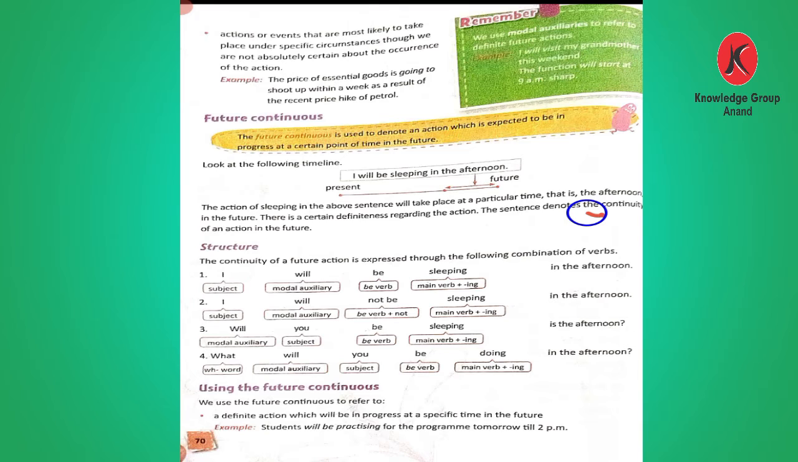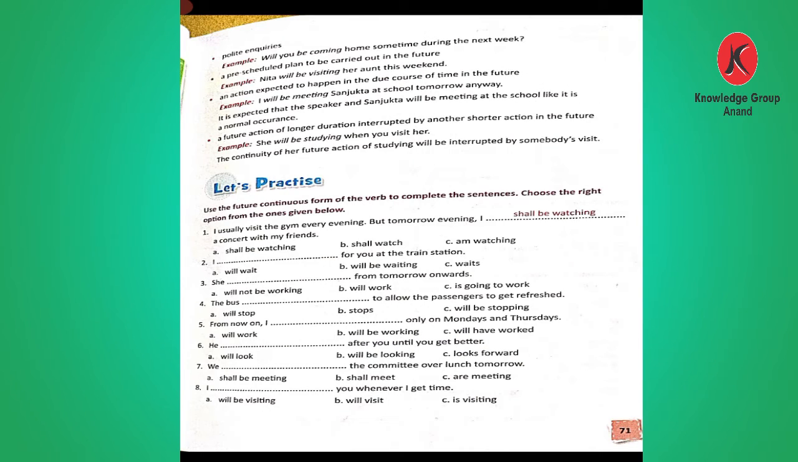A definite action. Practicing. Okay. Practicing is a definite action for the program. Till what time? Till 2 p.m. in the afternoon. Okay. Now let's go to the second sentence here.